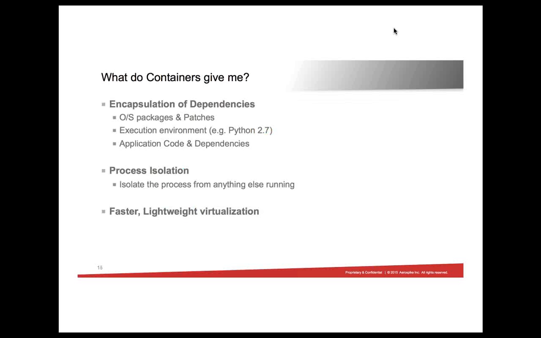So what do containers give you? Essentially, encapsulation of dependencies. You can specify which version of Python you want to use, for example, which OS packages you want to install. You can put your code and your code dependencies within that container. That gives you a nice envelope to stuff all these things in, and then you can pass that envelope from team to team or developer to developer, and they've got exactly the same bits, regardless of where that's deployed.